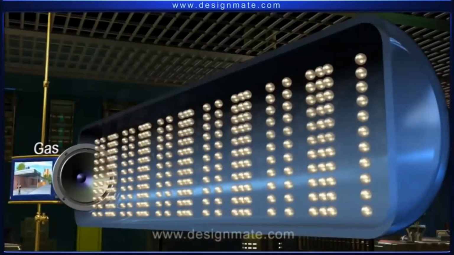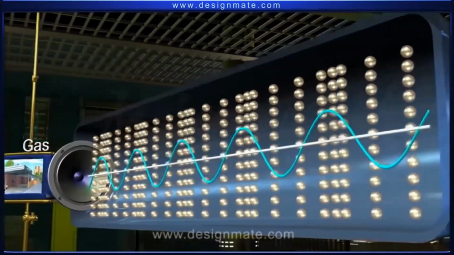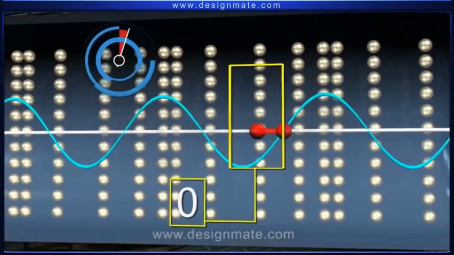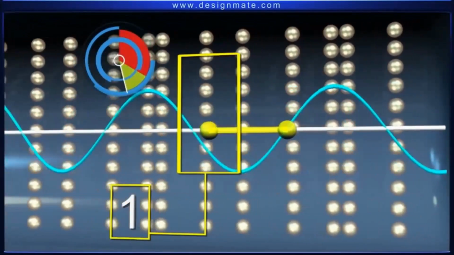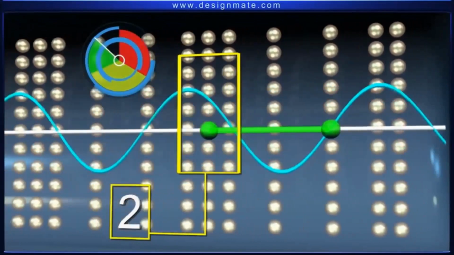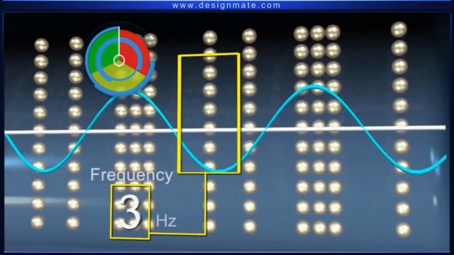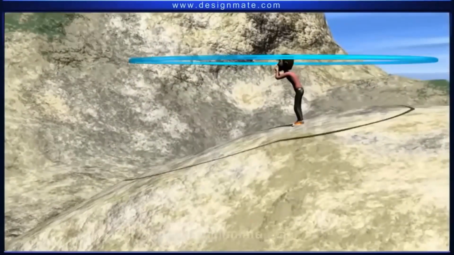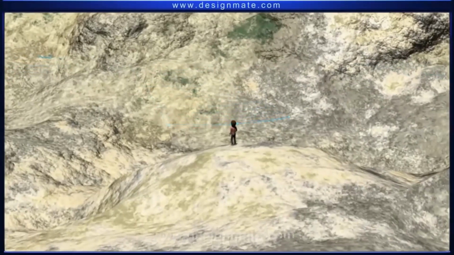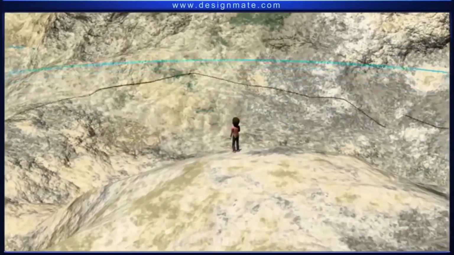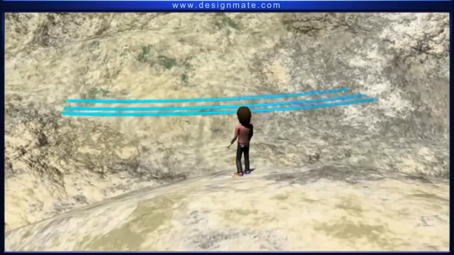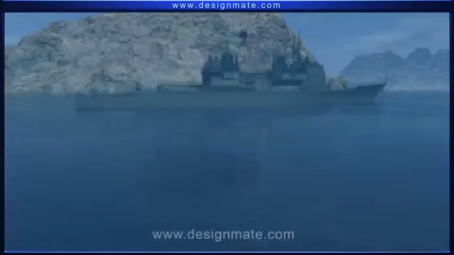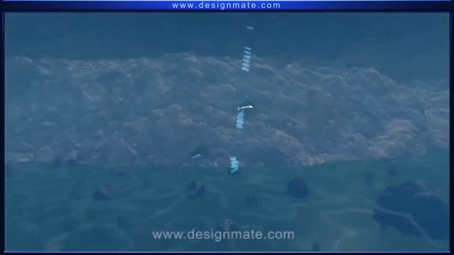The vibration of particles produces waves. Wavelength is the distance between two consecutive compressions or rarefactions. The number of waves passing through a point in a second is called frequency, and it is measured in hertz. Sound waves travel in all directions. Sound gets reflected. That is, it bounces back on hitting a solid surface. Bouncing back of sound is called echo. Bouncing back of sound is purposefully used in detecting depth of seabeds. That's amazing, isn't it?